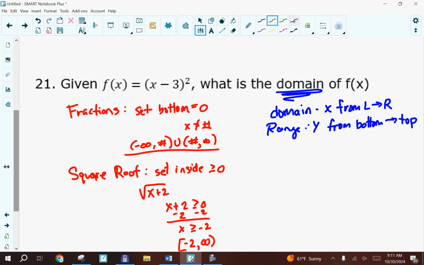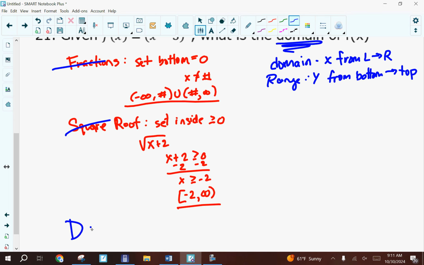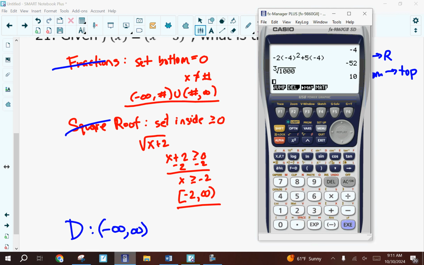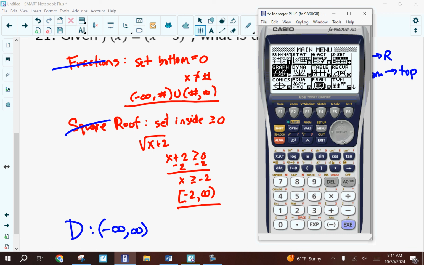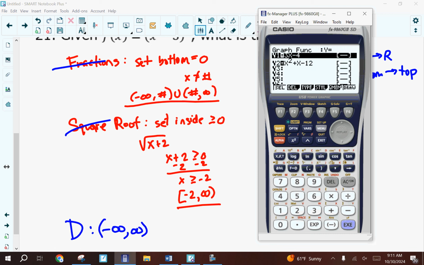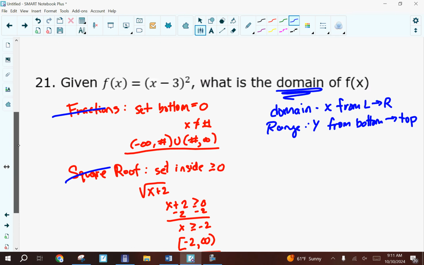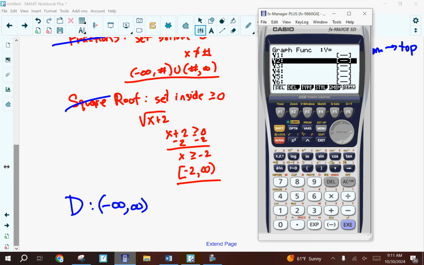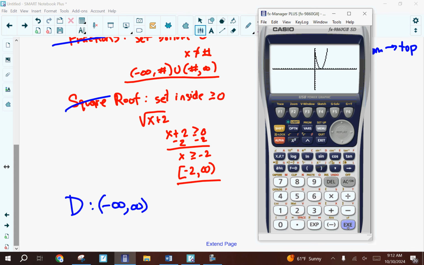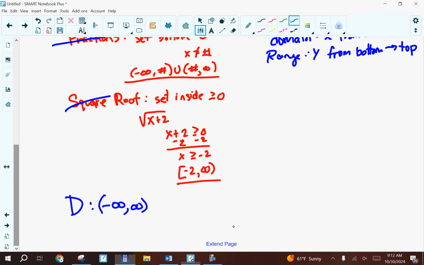Now, if you go back to this problem, it doesn't have any of that stuff. So anytime a problem doesn't have a fraction and doesn't have a square root, the answer is automatically going to be -infinity to infinity. Now, if that doesn't work for you, you can always look at the graph. So I can go over to the graph and type in x, let me delete these. I think it was x minus 3. Let's look just to make sure. Yeah, x minus 3. So I'll put parentheses x minus 3 squared. And then I get a picture that looks like this.